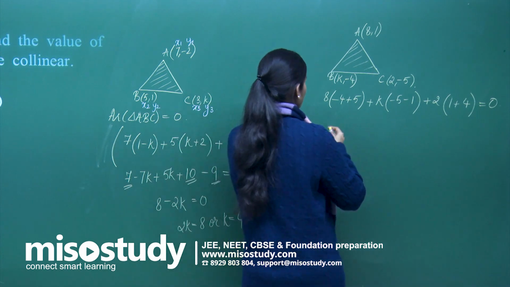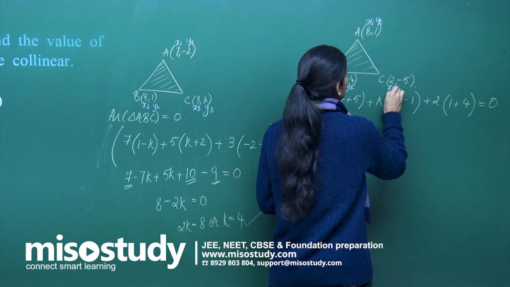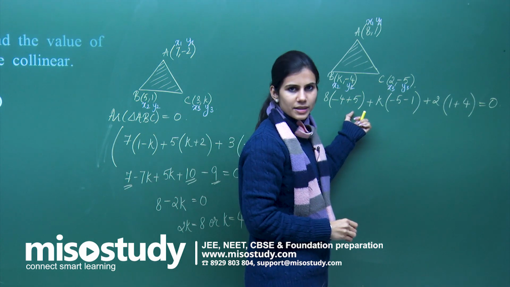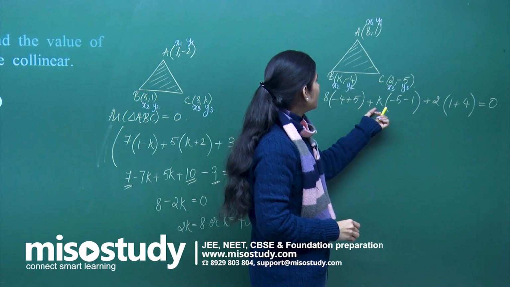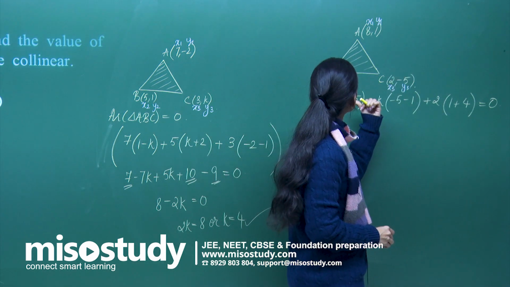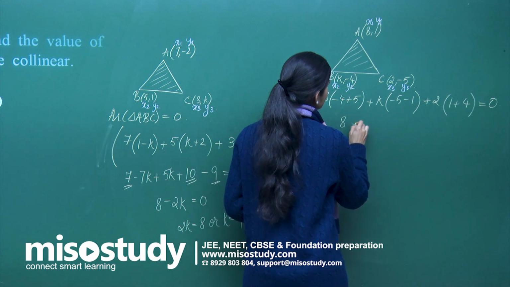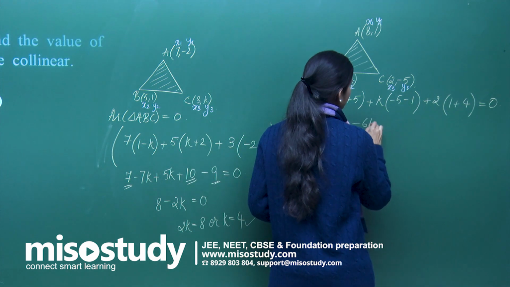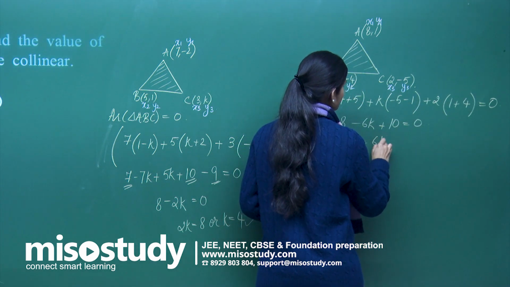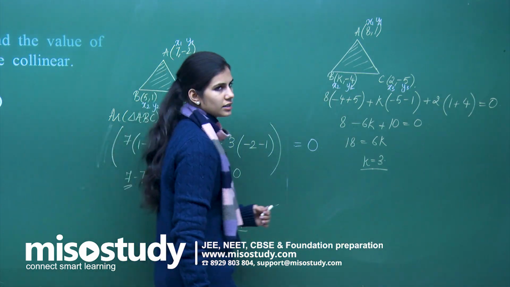Okay. So let me write, this is x1, y1, x2, y2, x3, y3. So you have half x1 (y2 minus y3), so minus 4 plus 5, plus x2, that is k, (y3 minus y1), minus 5 minus 1, plus x3, that is 2, (y1 minus y2). So this is what you have got. So you have 8 into 5 minus 4 is 1, so this is 8. Then this is minus 6k plus 10 is equal to 0. 10 plus 8 is 18 is equal to 6k. So k is 3.